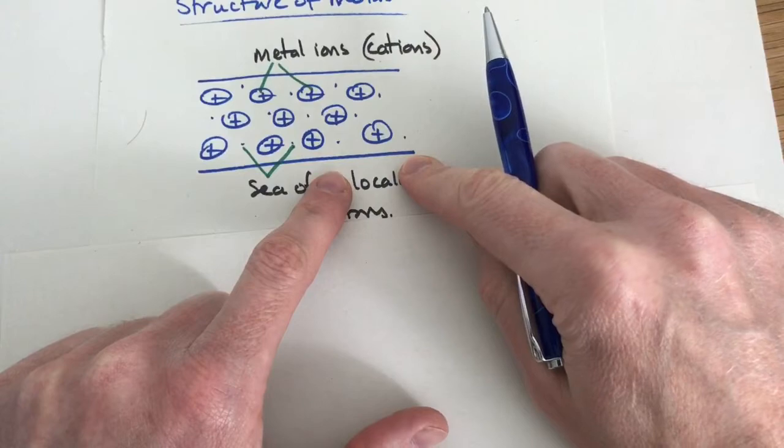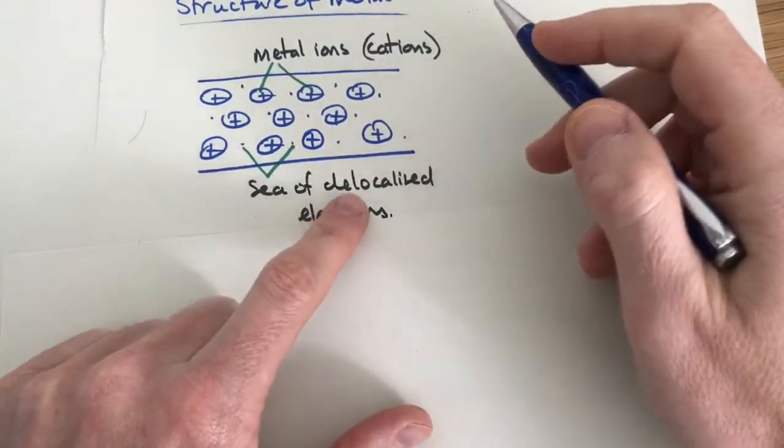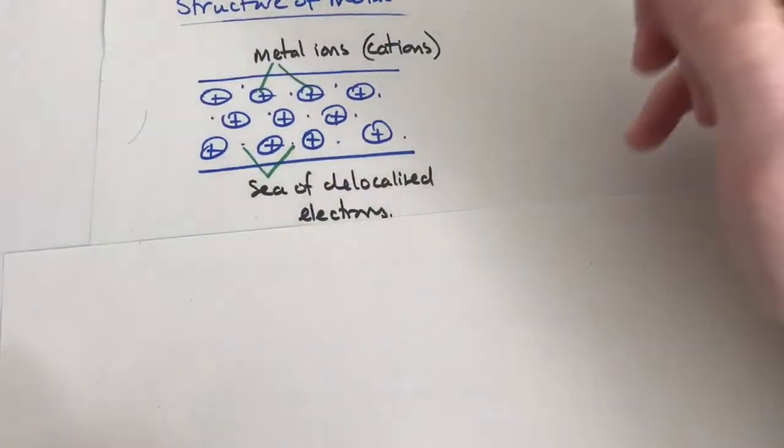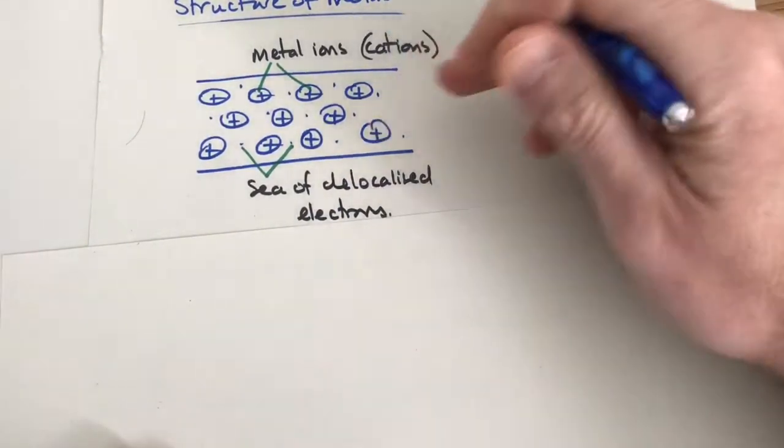This just helps you remember: if you were going out and your family said you have to stay local, that means you've got to stay nearby. If you are delocalized, then you can go wherever you want, and these electrons can move wherever they want within this structure, this lattice arrangement.